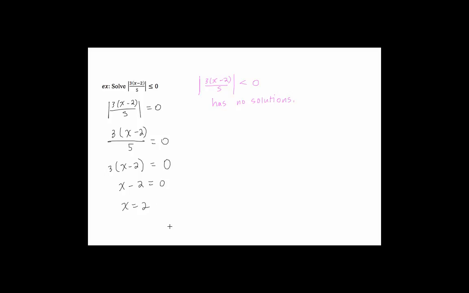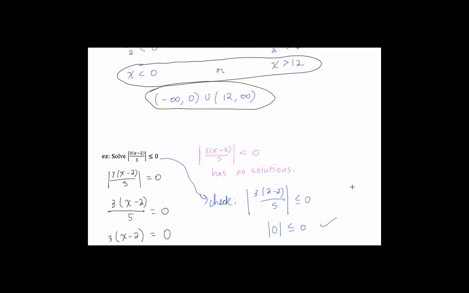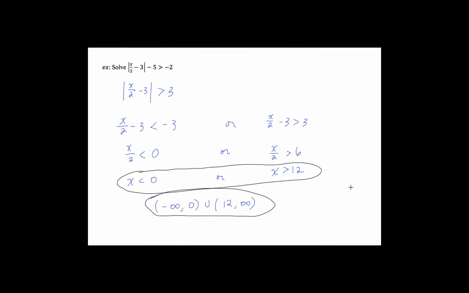And now one thing I did not do on any of these was check my answers. So let's go back and check a couple, including this one. Let's check. If we plug in x equals 2 into this original inequality here, we would have the absolute value of 3 times 2 minus 2 over 5. Is that less than or equal to 0? Now 2 minus 2 is equal to 0. 0 times 3 divided by 5 is 0. So yes, that's a true statement.